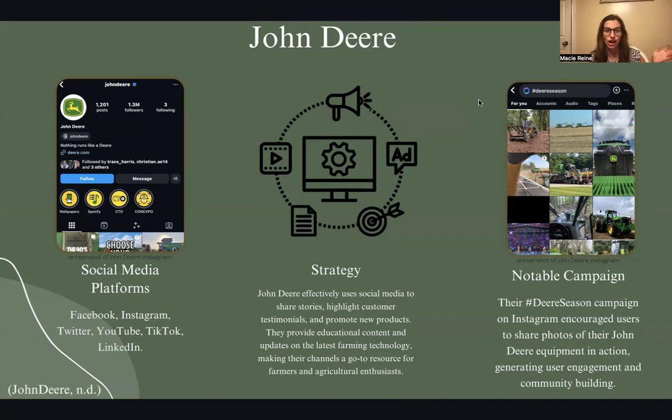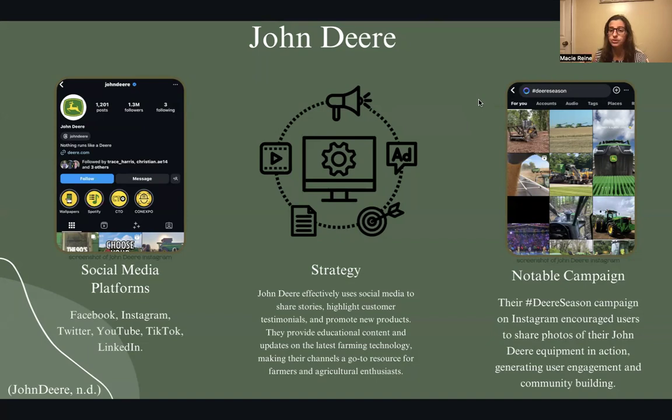So you can see here, I put a picture of John Deere's social media account, Instagram. They have 1.3 million followers, which is insane for an agriculture company. They're doing a great job. They also have Facebook, Twitter or X, YouTube, TikTok, and LinkedIn.